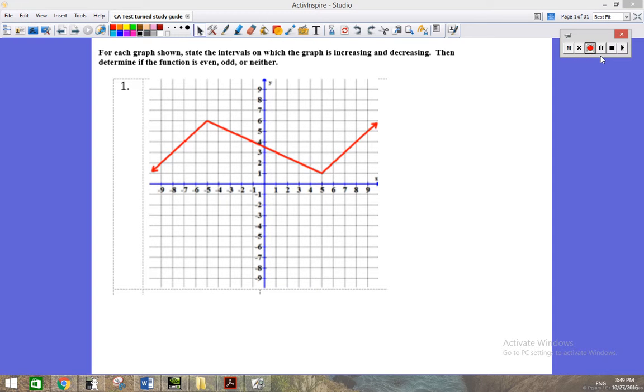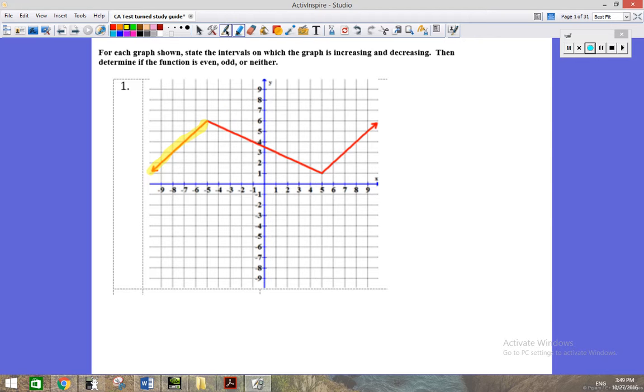Let's take a look at some of these graphs where they're asking us to determine if the function is increasing, decreasing, or constant, and also if the graph has symmetry, if it's an even function or an odd function. So we always want to trace out the graph from left to right. As I start here with this arrow, on this portion of the graph I'm going up, so I'm increasing, because I'm always going to trace it out from left to right.